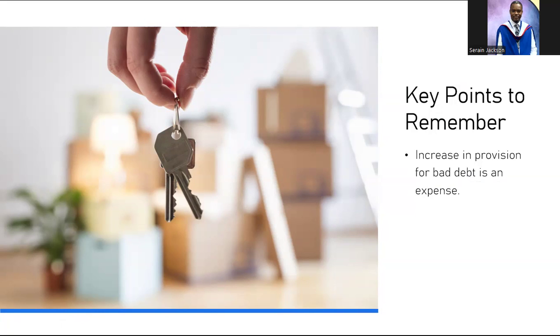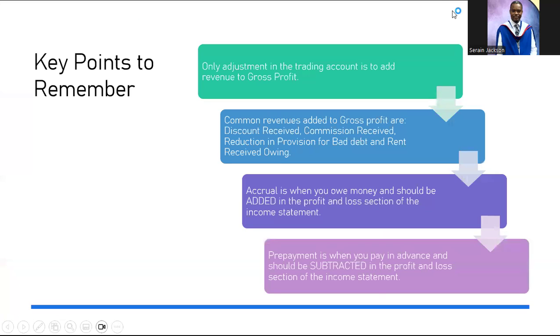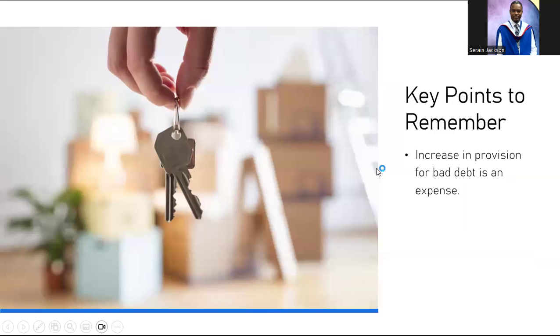Provision for bad debt is a tricky item because if it increases, it's an expense, but if it decreases, it becomes a revenue. And that is why I have it here, reduction in provision for bad debt. So if it increases, it's an expense and it would go in the profit and loss section. There are other expenses that you would know, like depreciation, carriage outwards, discount allowed. These are all expenses that should go in the profit and loss section as well.